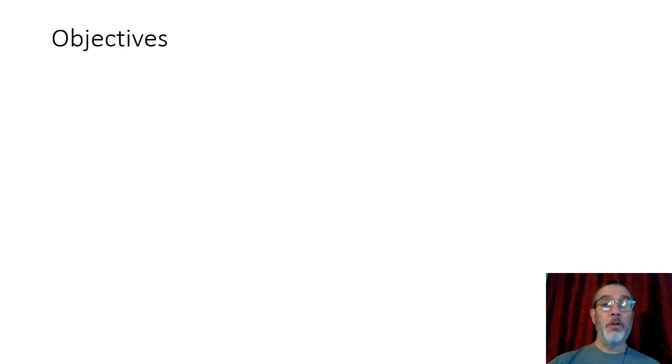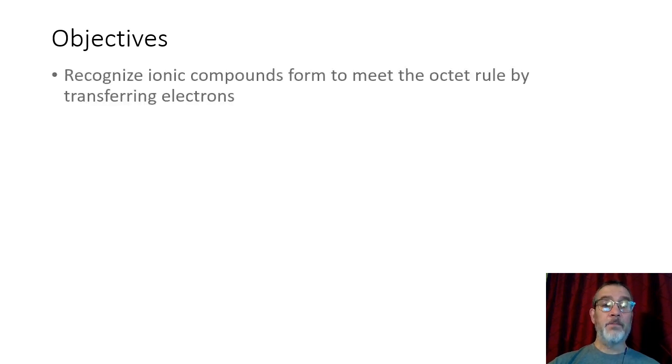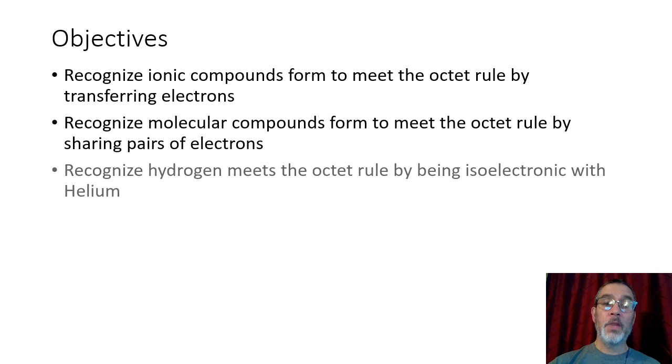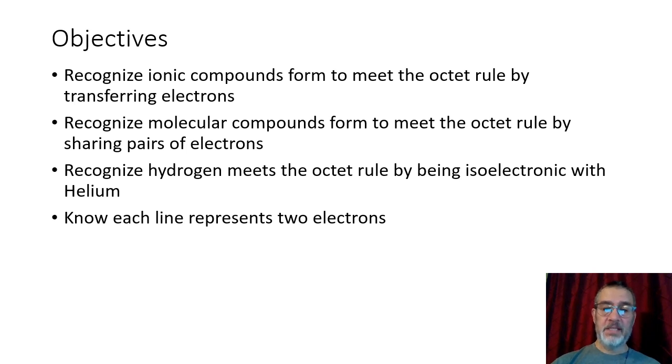Now let's take a look back at the objectives we had for this lesson. We wanted to recognize that ionic compounds are going to form to meet the octet rule by transferring electrons. We showed that. We also showed that molecular compounds are going to meet the octet rule by sharing pairs of electrons. We know that hydrogen is going to meet the octet rule by being isoelectronic with helium. That means it's going to have 2 electrons. That's what isoelectronic means, is looking like, so the same electron structure as helium with 2 electrons instead of 8.